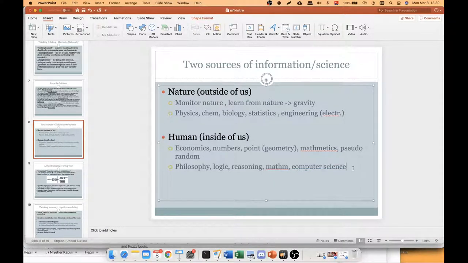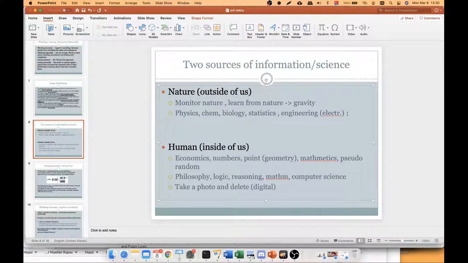Okay, so from the human sources, for example, you can just take a photo and then delete it. You can create something, okay, and then delete something in the digital world. But in real life, you cannot create something and you cannot delete something. From the thermodynamics, perhaps you can remember, you can never delete something from the nature. You can just transform it to energy, to something else, but you cannot just create something, or you cannot just destroy something, okay?